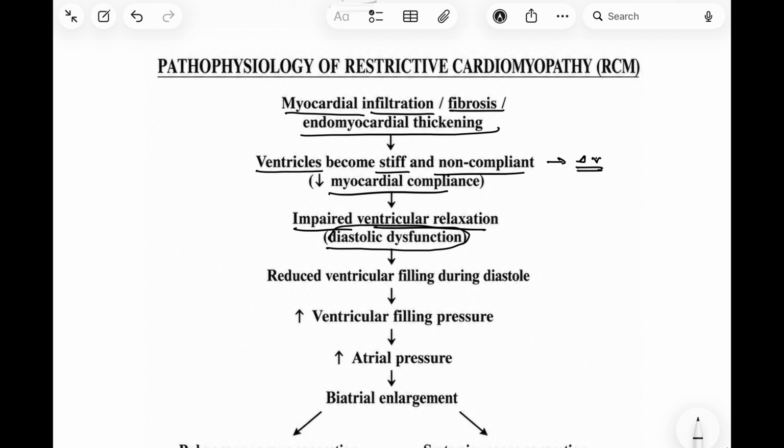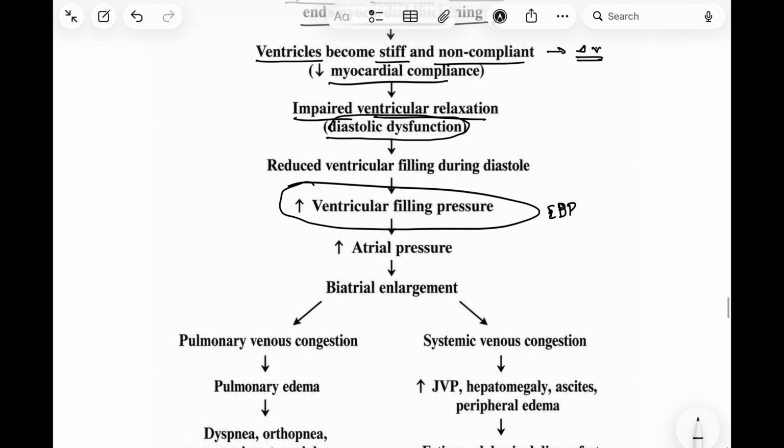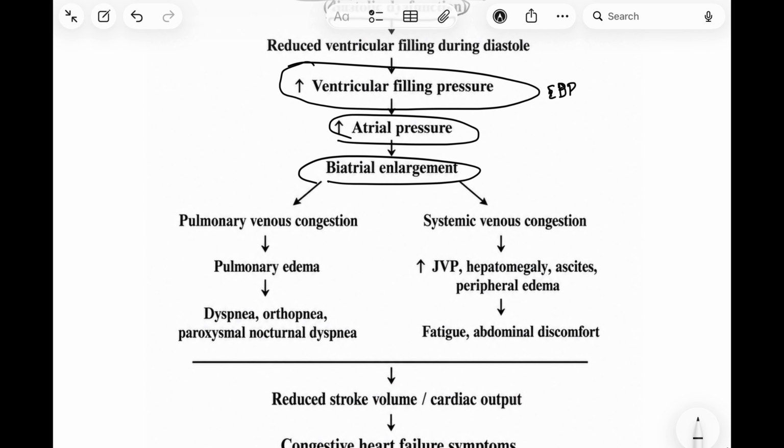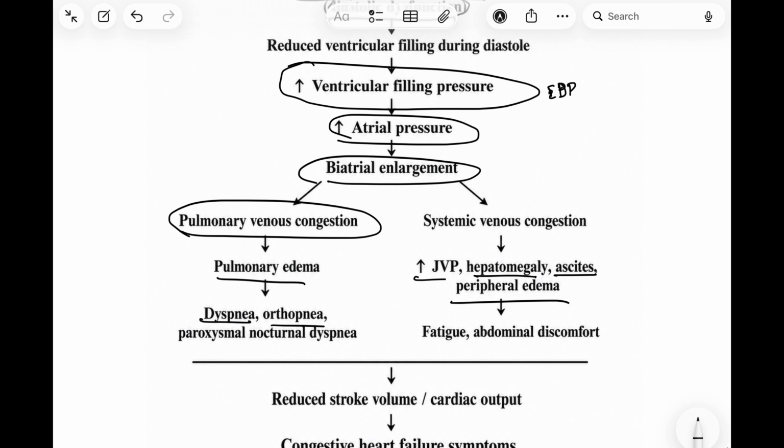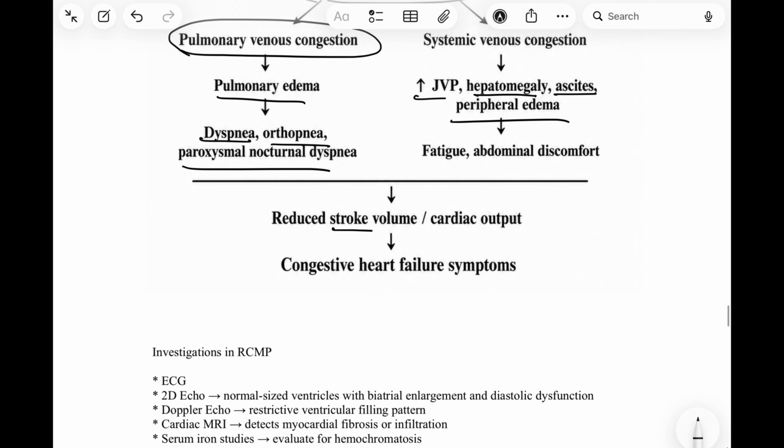Since the ventricle is unable to get filled with blood, we can say there is an increased ventricular filling pressure, like end diastolic pressure. This will produce more pressure towards the atria, and there will be biatrial enlargement. Due to this biatrial enlargement, we have symptoms of right heart failure and left heart failure as well. In right heart failure, we will get increased JVP, hepatomegaly, ascites, and peripheral edema. In left ventricular failure, we have pulmonary edema, dyspnea, orthopnea, and PND. Right? The overall cascade leads to decreased stroke volume and cardiac output. And the final result is congestive heart failure.